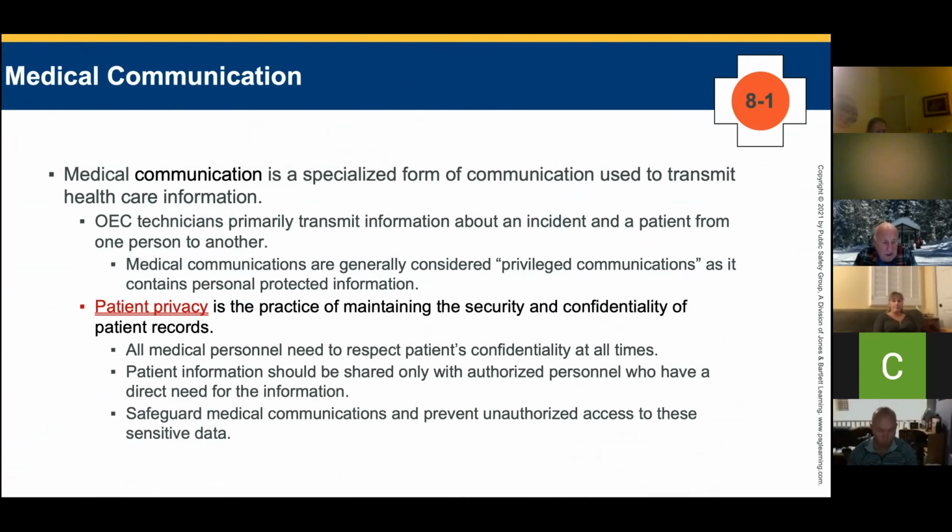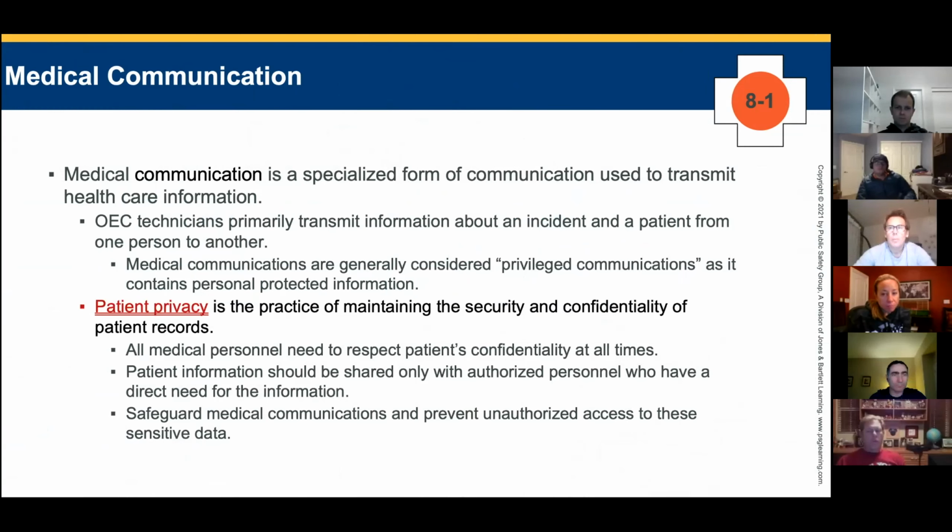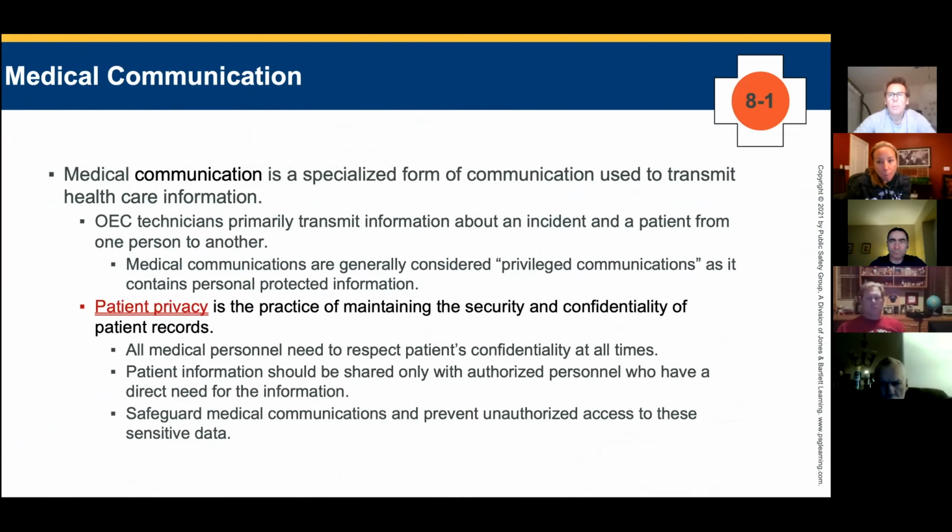I'm going to skip down and say patient privacy is the practice of maintaining security and confidentiality of all medical records. Basically, you can't talk about people or anything about the accident other than what you need to give to the next level of care. We need to safeguard medical communications and prevent unauthorized access to sensitive data.